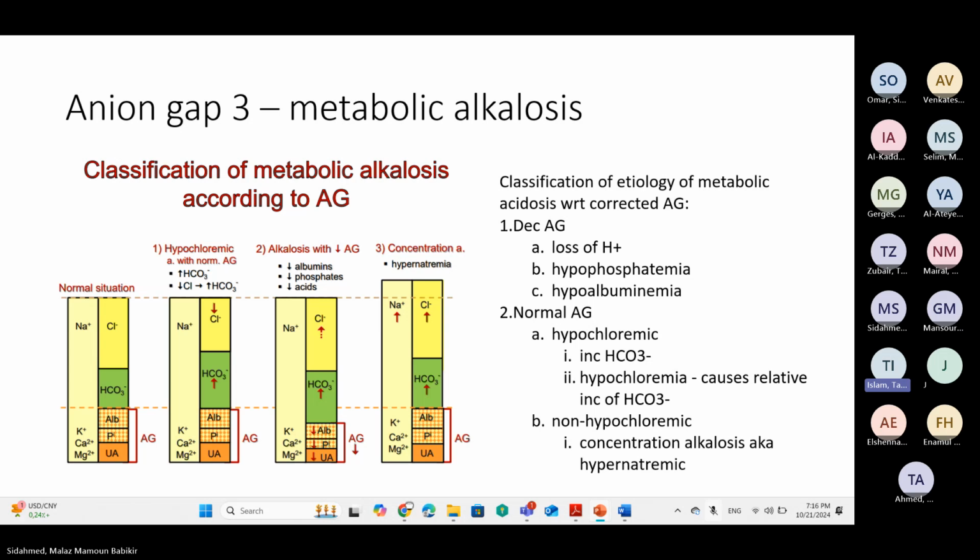And for normal anion gap, it's the same parameters, but you just reverse the reasons. So in metabolic acidosis, you'd have normal anion gap with hyperchloremic etiologies, whereas here it would be hypochloremic etiologies. Similarly, the previous one was dilutional acidosis. In this case, it would be concentration alkalosis. And once again, the reasonings are just flipped, just make everything the opposite. You can go to the next slide.